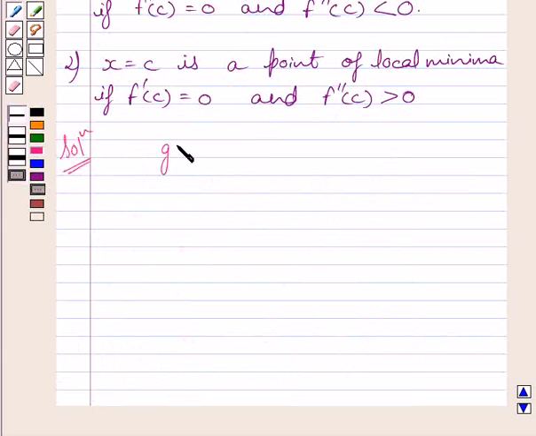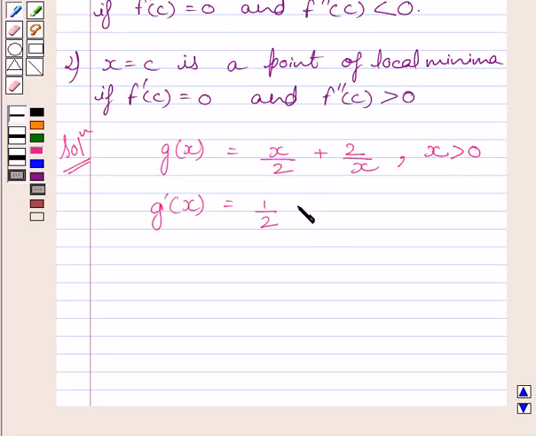We are given g(x) is equal to x upon 2 plus 2 upon x, where x is greater than 0. Now, differentiating both the sides with respect to x, we get g dash x is equal to 1 upon 2 minus 2 upon x square. We can differentiate this term by applying quotient rule and this term also by applying quotient rule.